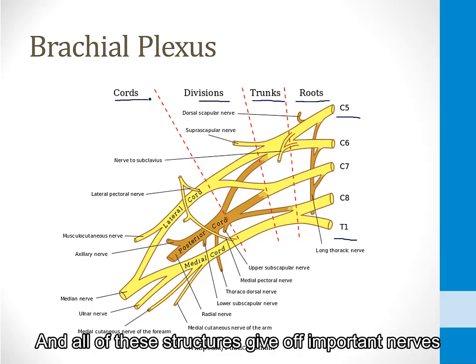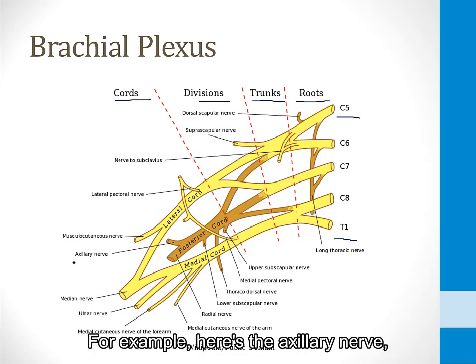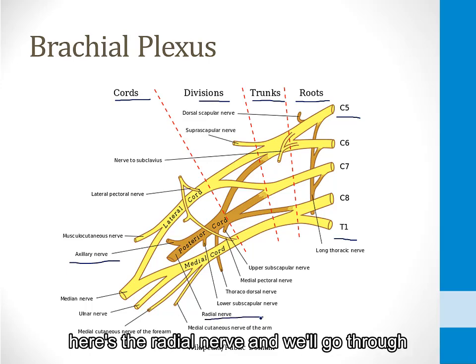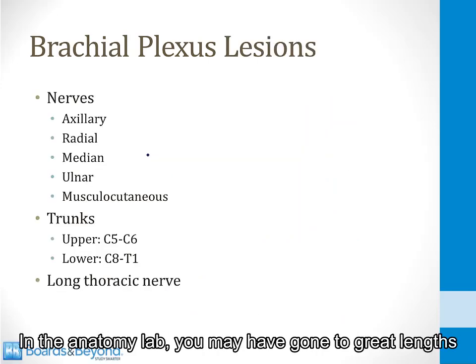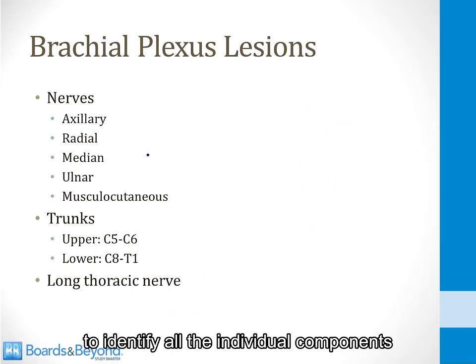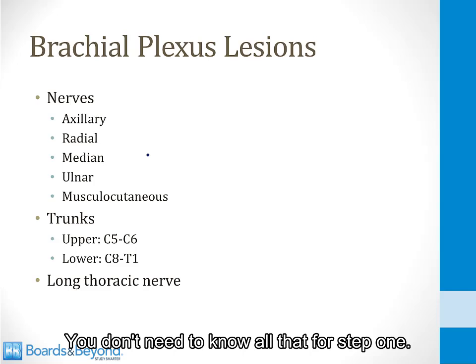And all of these structures give off important nerves for the arm. For example, here's the axillary nerve, here's the radial nerve, and we'll go through all these things in the rest of this video. In the anatomy lab, you may have gone to great lengths to identify all the individual components of the brachial plexus. You don't need to know all that for step 1.